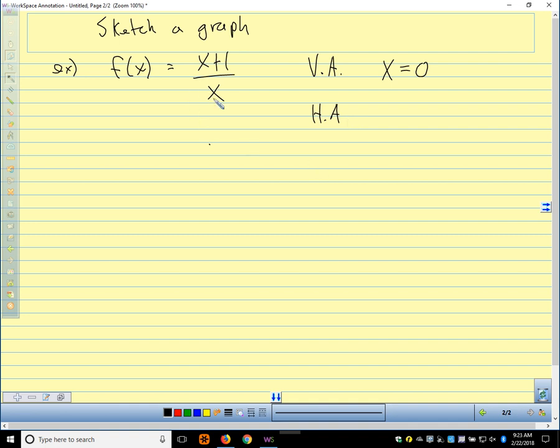Y equals 1. Our degrees are the same. Degree of the numerator is 1. Degree of the denominator is 1. So the horizontal asymptote is the ratio of the leading coefficients. Y equals 1.